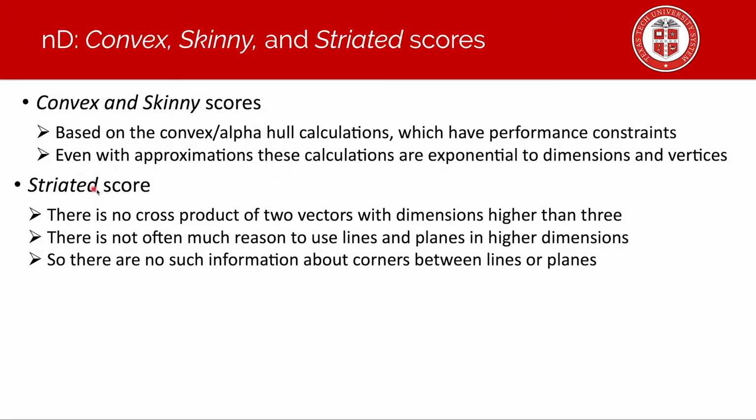Similarly, for the striated score, there is no cross product of two vectors with dimensions higher than 3. There is not often much reason to use lines and planes in high dimensions as well. So there is no such information about corners between lines or planes in NDs in the space with more than 3 dimensions. Therefore, at this time, we do not provide an implementation for striated scores either.